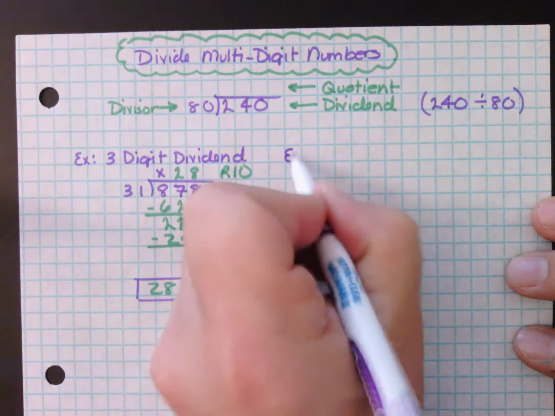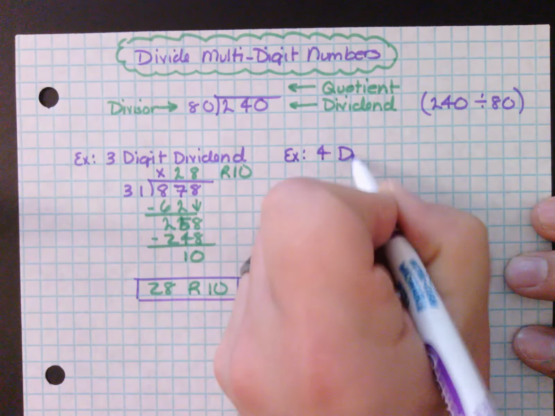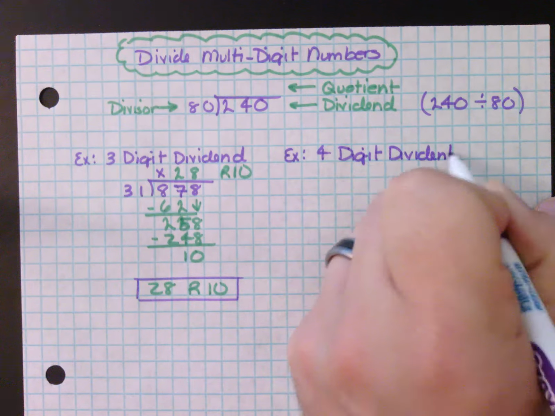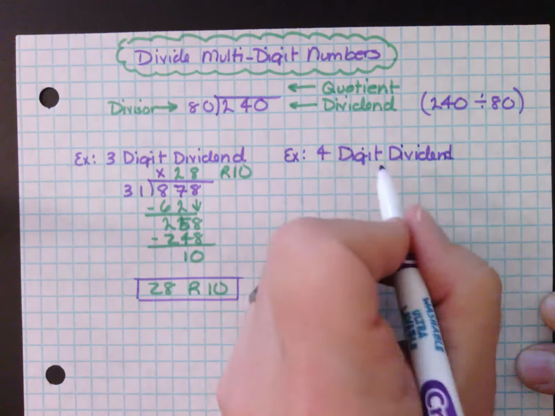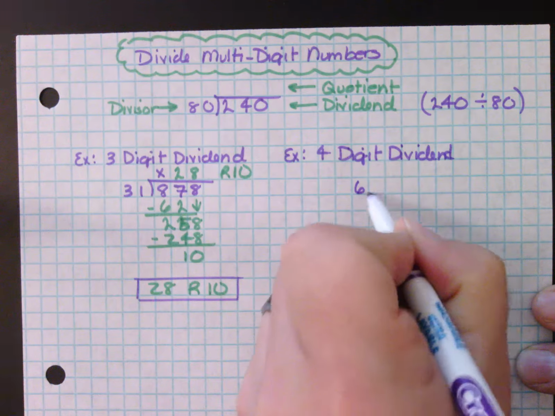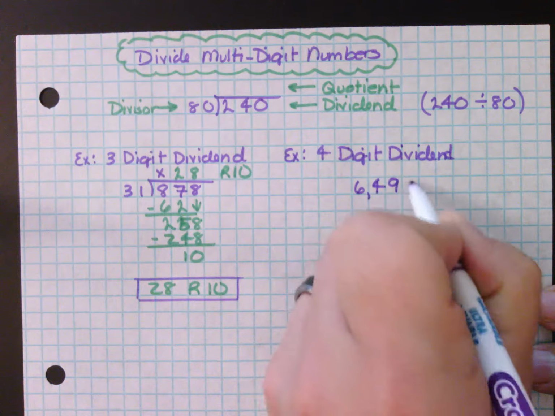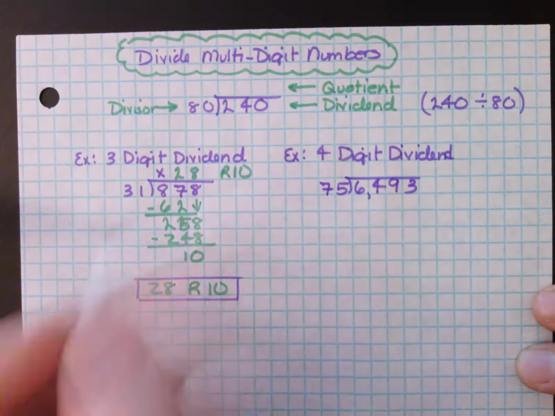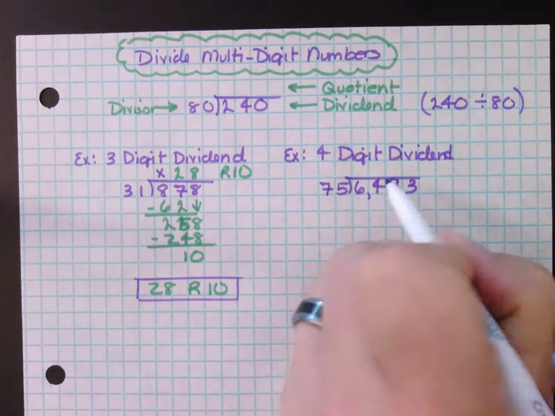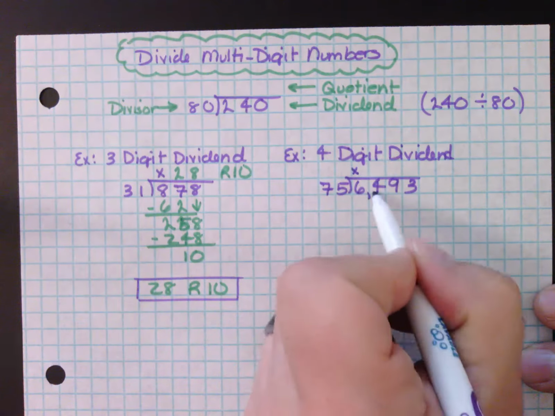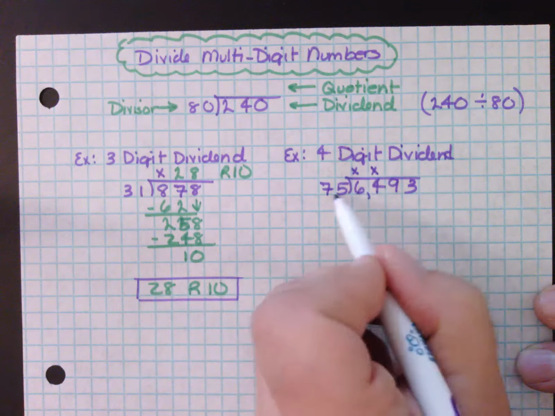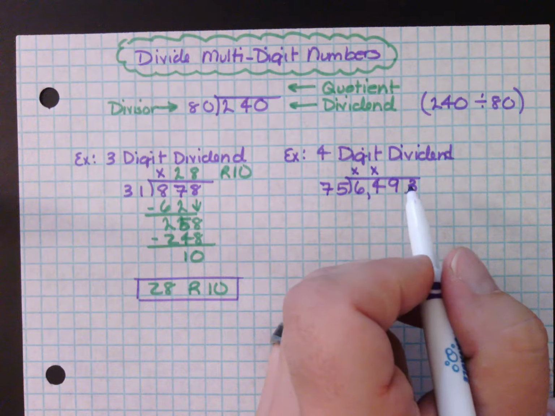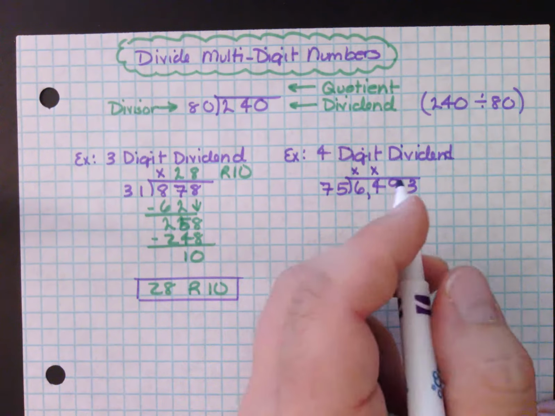Now the more challenging problem would be a 4-digit dividend. Such as 6,493 divided by 75. Well, I see that 75 does not go into 6 and does not go into 64. But it can go into 649. Well, how many times? Well, this is where I could use my mathematical practice standards and use repeated addition.